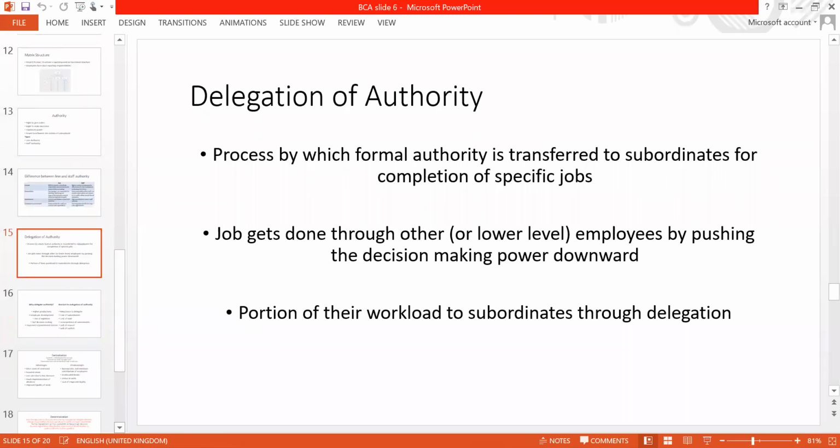Now we'll talk about delegation of authority. This is so weird, when I share the slide I cannot see this screen. What is happening?